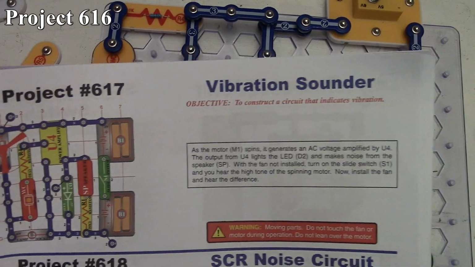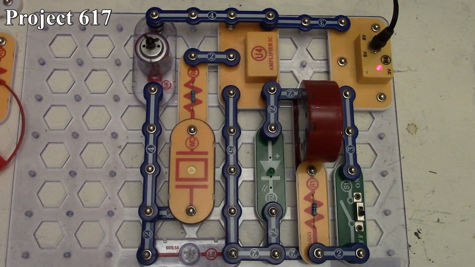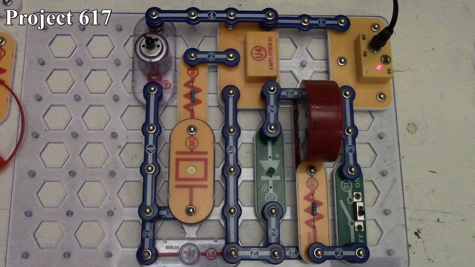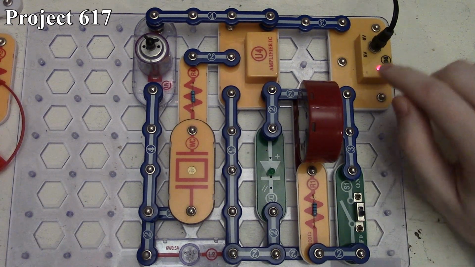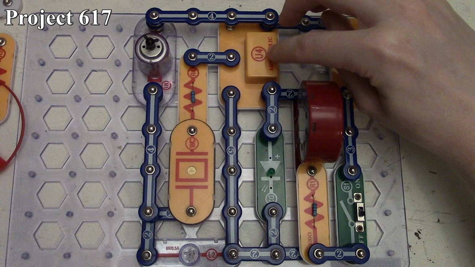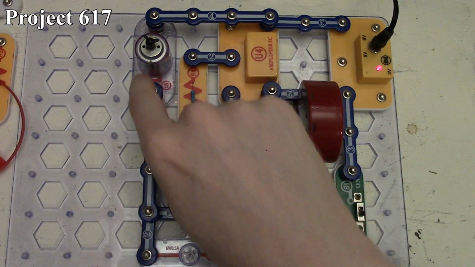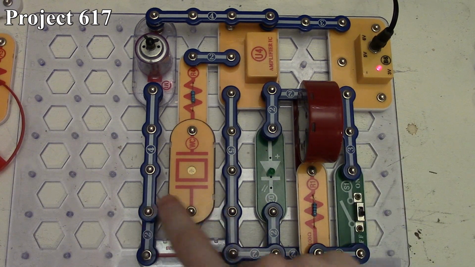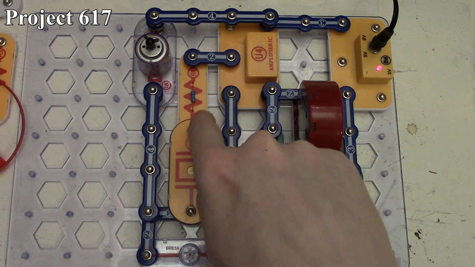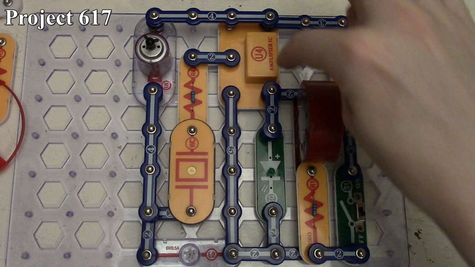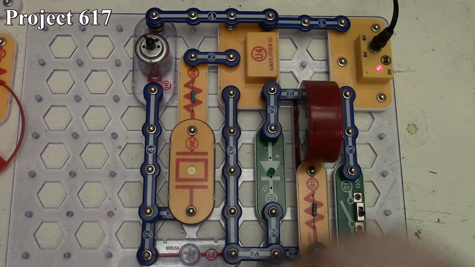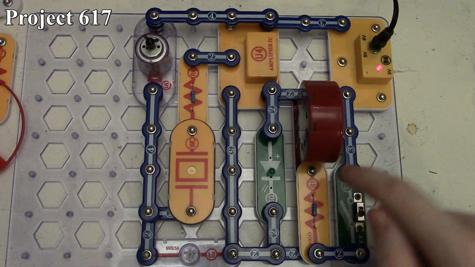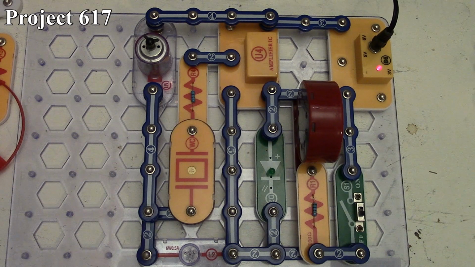So 617 is our vibration sounder. So here is project 617, the vibration sounder. There it is in the book, and here it is on the board. So we have 6 volts going to our amplifier IC, also driving our motor, then going down through our 6-volt lamp, and then back through our slide switch. While we also have our whistle chip going through the motor, through R4, and then back to one of the inputs on our amplifier IC. And then that amplifier IC output is going to our green LED, and then also through our speaker that's being limited by our 100 ohm R1 resistor.